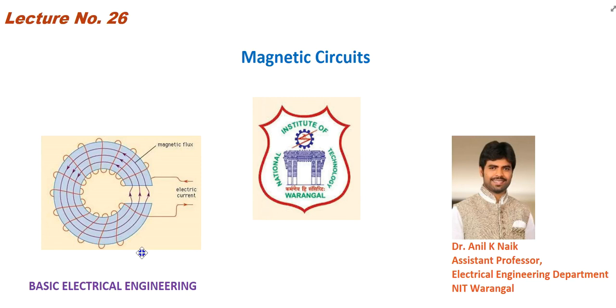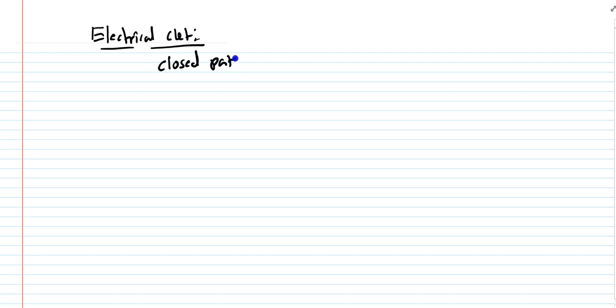Good morning all. Today we are going to discuss the concept called the magnetic circuit. Before going to deal with the magnetic circuit, let me remind you what an electrical circuit is. As we already studied, the definition is: an electrical circuit has a closed path followed by the current.